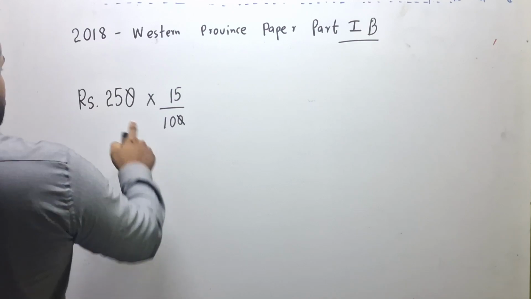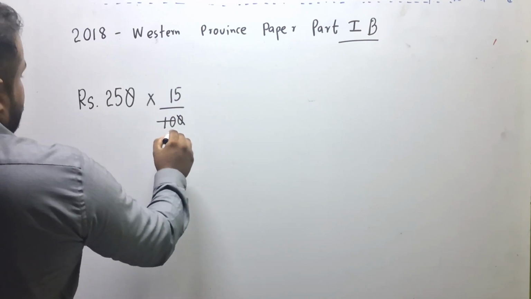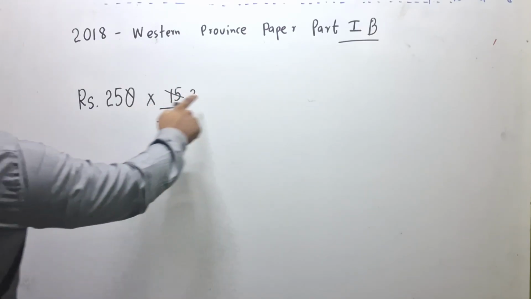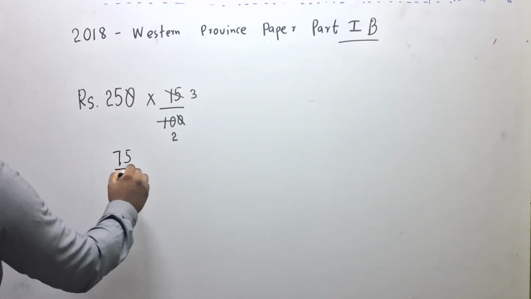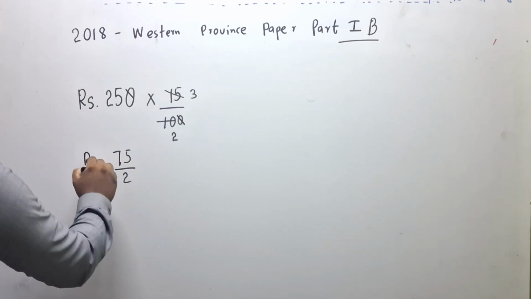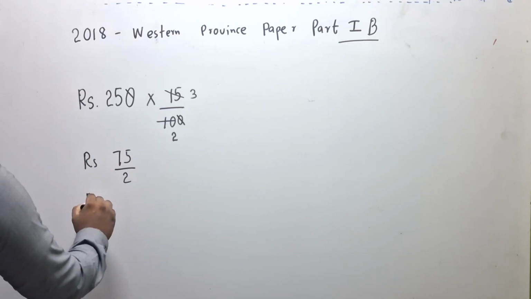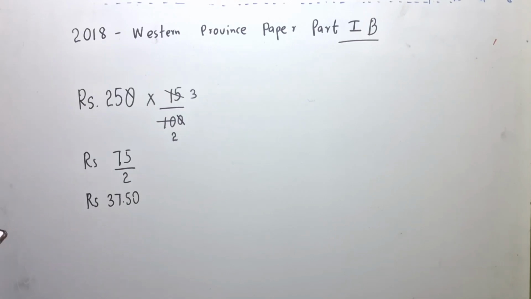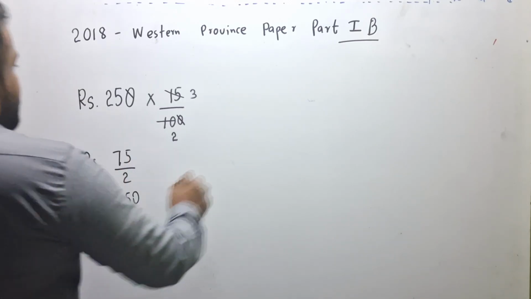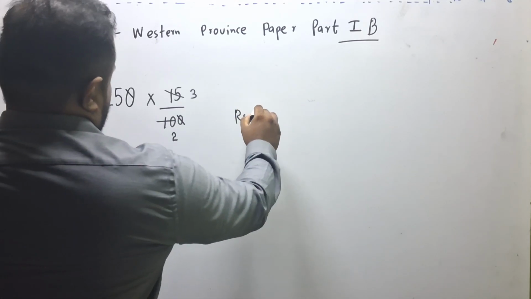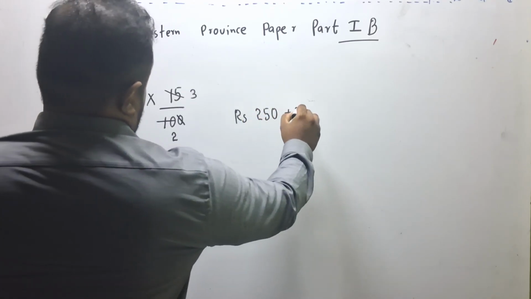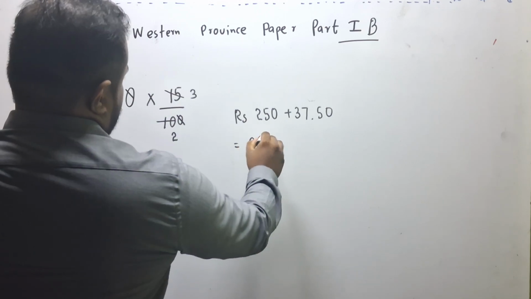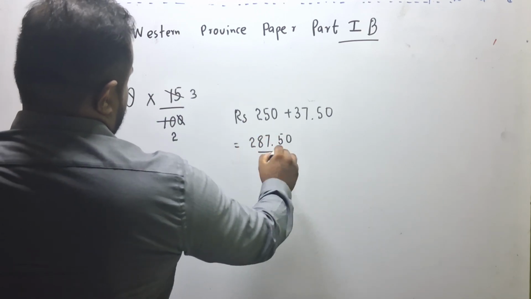Cut 0 with 0. And 10 has how many 5s? 2. 15 has how many 5s? 3. 25 times 3, 75. 75 divided by 2 is 37 rupees and 50 cents. You have to add that value to 250. It gives you 287 rupees and 50 cents.